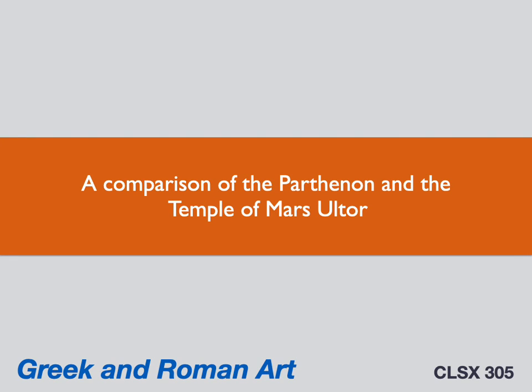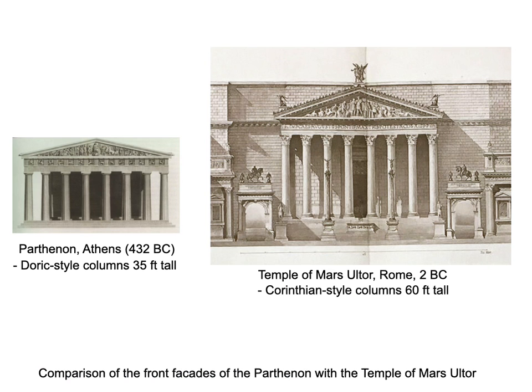A comparison of the Parthenon and the Temple of Mars Ultor. Both of these drawings are shown at the same scale. The Parthenon is on the left, the Temple of Mars Ultor on the right. Notice that the Doric-style columns of the Parthenon were 35 feet tall, whereas the Corinthian-style columns of the Temple of Mars Ultor were 60 feet tall.